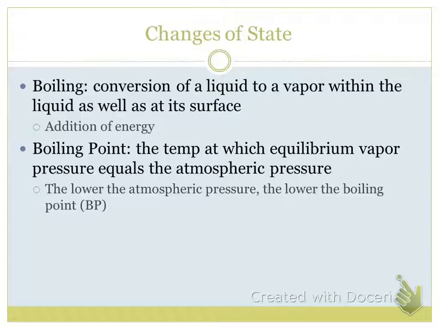Okay, so if you have lower atmospheric pressure, like if you're up in the mountains, you have a lower boiling point. Have you ever heard that? Like in Denver, things cook quicker. That's because you have a lower boiling point. It doesn't take as much heat. So the lower the atmospheric pressure, the lower the boiling point.